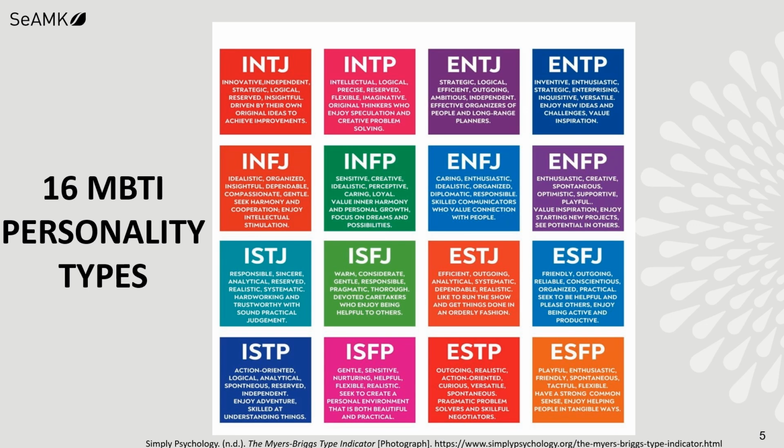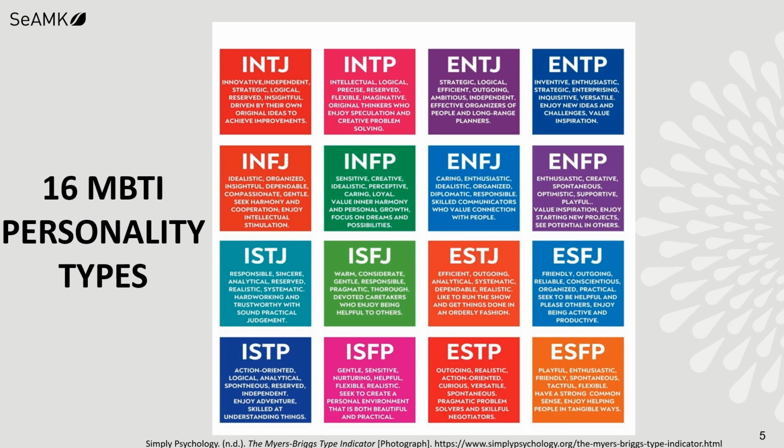INTP, the thinker, quiet and introverted. They are known for having a rich inner world. ESTP, the persuader, outgoing and dramatic. They enjoy spending time with others and focusing on the here and now. ESTJ, the director, assertive and rule-oriented. They have high principles and a tendency to take charge. ESFP, the performer, outgoing and spontaneous. They enjoy taking center stage.